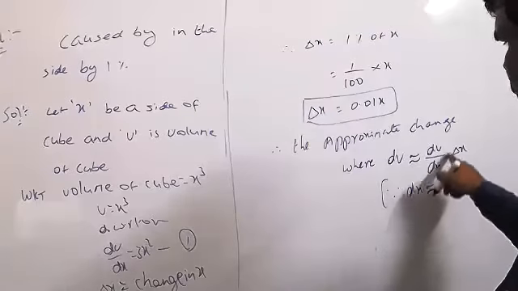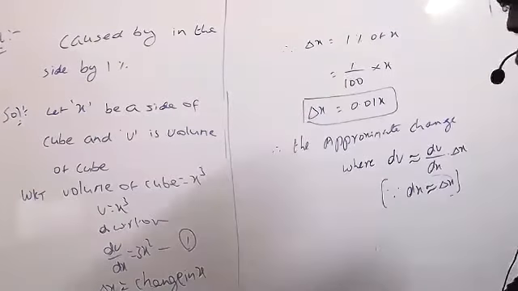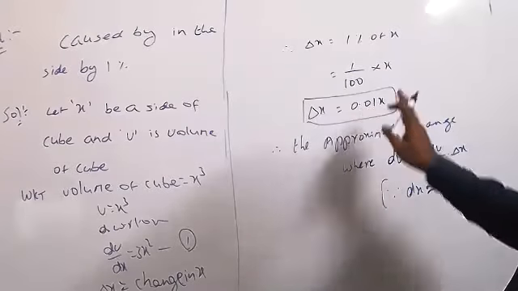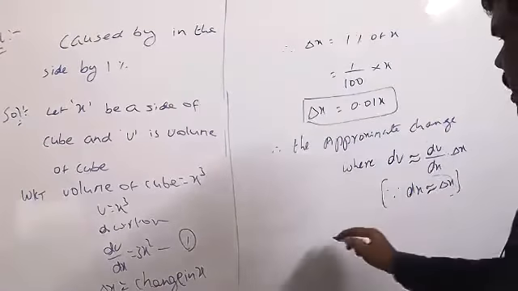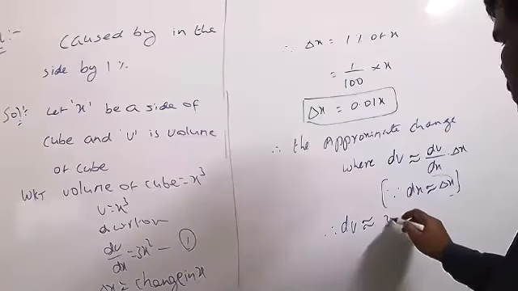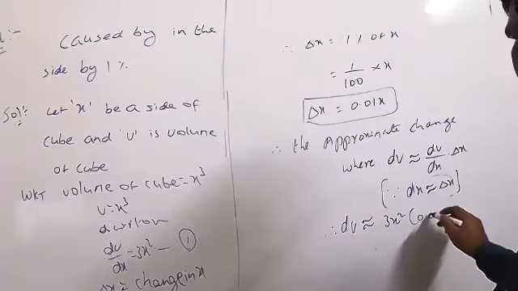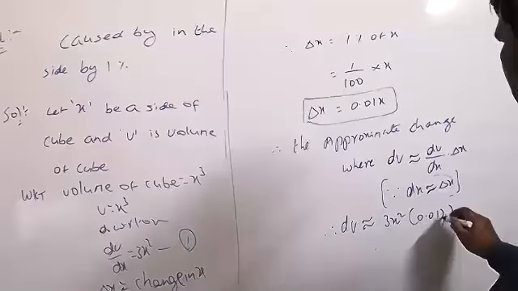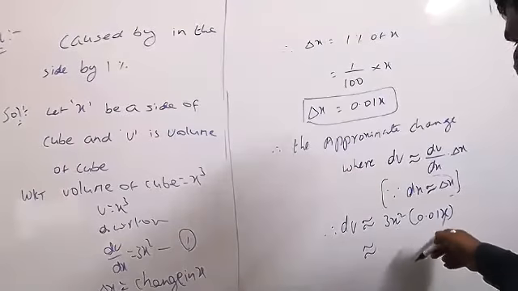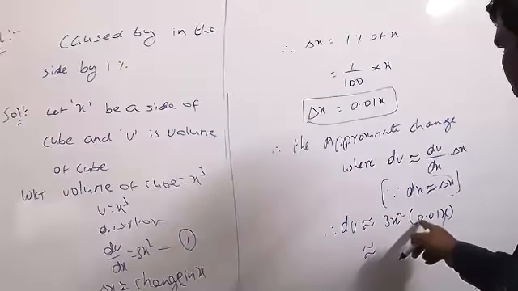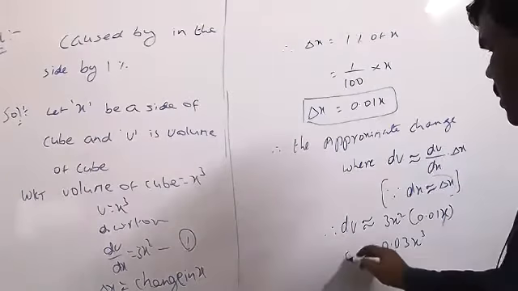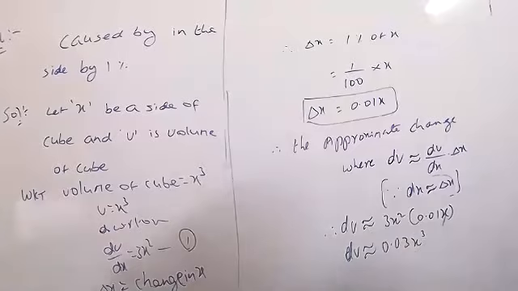Now this value we already got previously: dV by dx equals 3x square, from the first equation, and delta x equals 0.01x, which we just got. So both you can substitute in there. Therefore dV is similar to dV by dx into delta x, which equals 3x square into 0.01x. Now we can multiply: x square into x equals x cube, and 0.01 into 3 equals 0.03 into x cube. This is the new change in the volume.